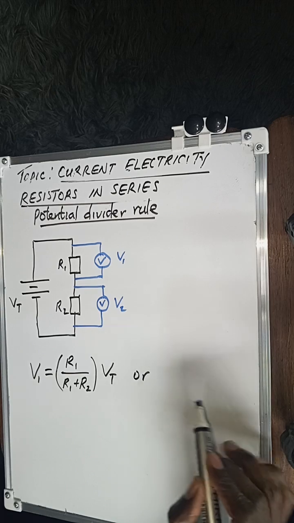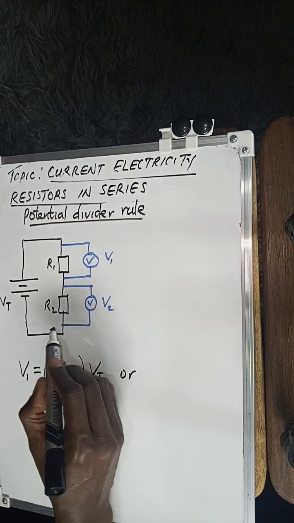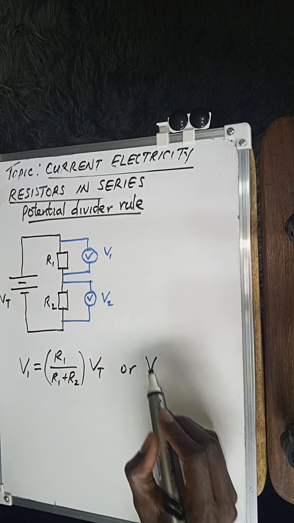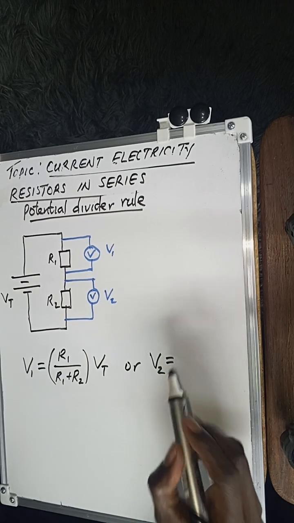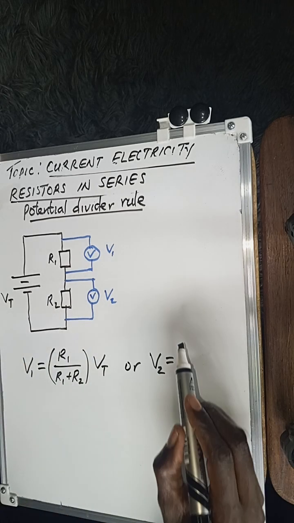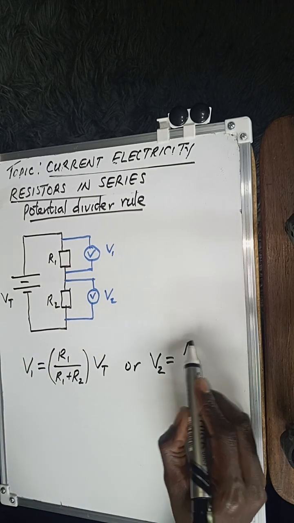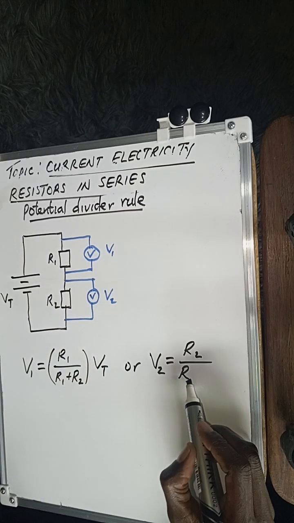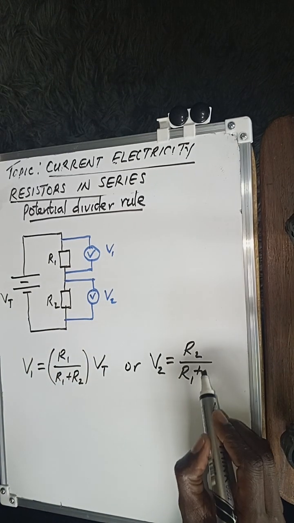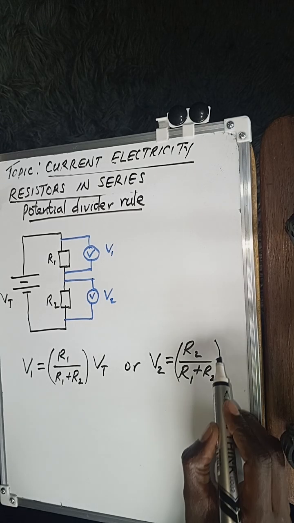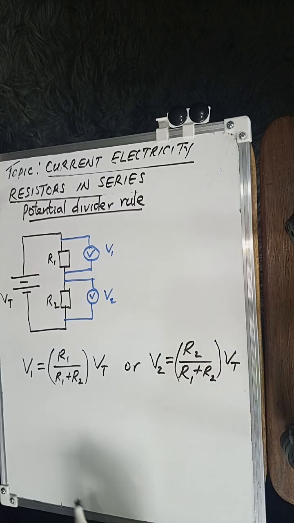On the other hand, if I wanted to know the voltage across resistor 2, I would have quickly known what the voltage is. What's the one you are calculating? It's resistor 2. Therefore, it is going to be resistor 2 over the addition of the two resistors in series, resistor 1 plus resistor 2. Whatever you get, you multiply by the total voltage.